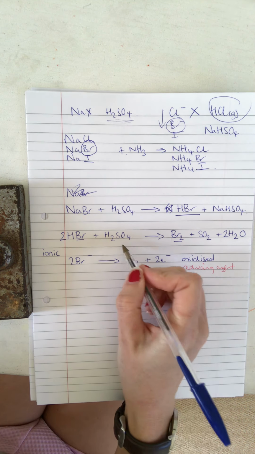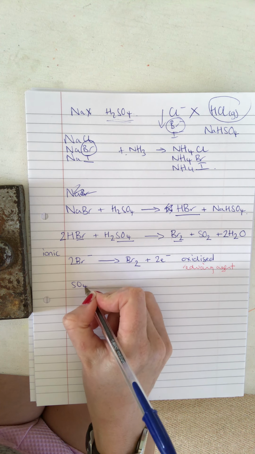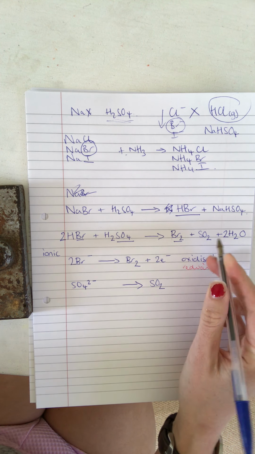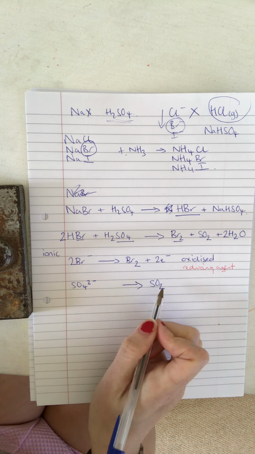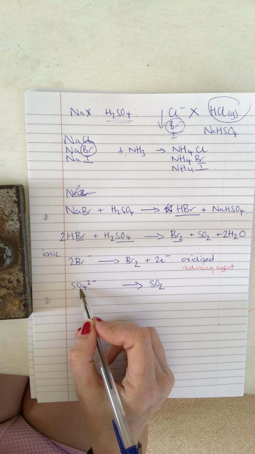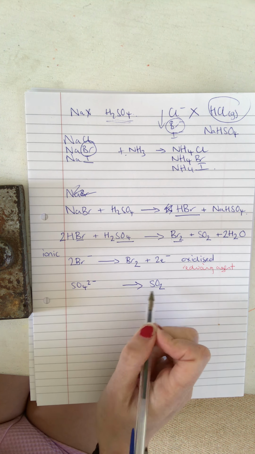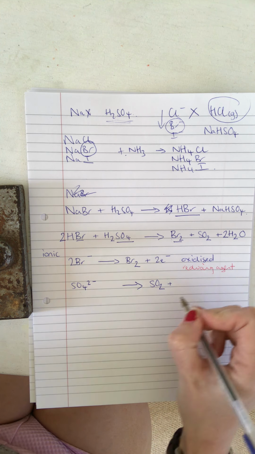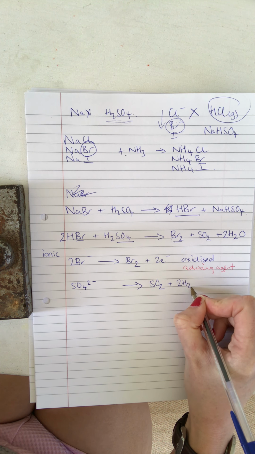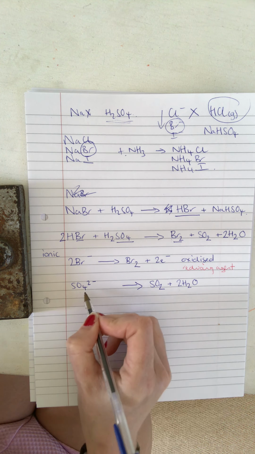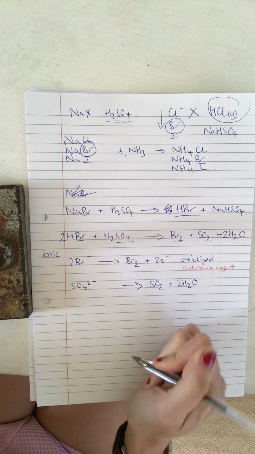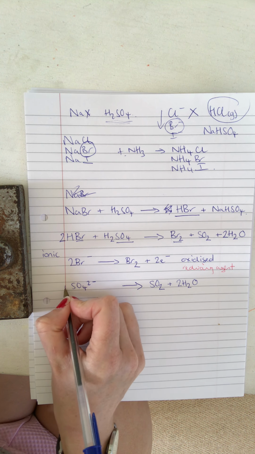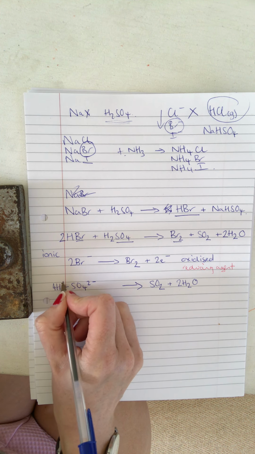Then we've also got sulfate ions. So we've got SO4 2 minus, and that is going to become SO2, sulfur dioxide. Now we need to do some balancing here, not just with electrons. We've not got our atoms balanced. Sulfur is balanced, that's fine, but oxygen is not. How do we balance oxygen atoms? With water. So we're going to need 2 H2O on this side. Okay, so we've got O4 there, O2, 2 H2O. How do we balance our hydrogen ions? Well, we're going to need on this side 4H plus.